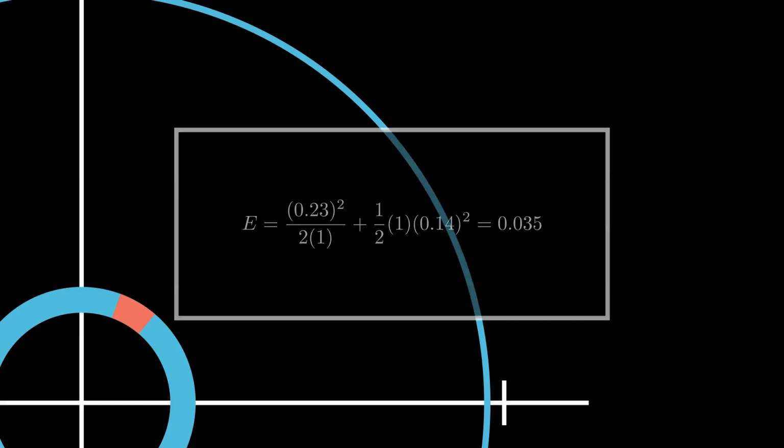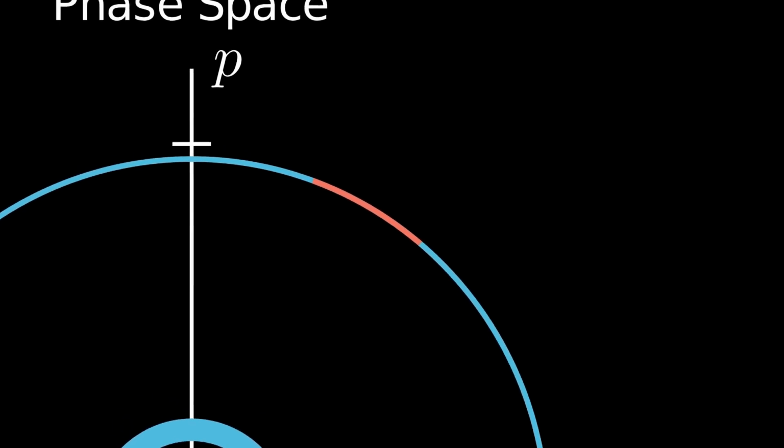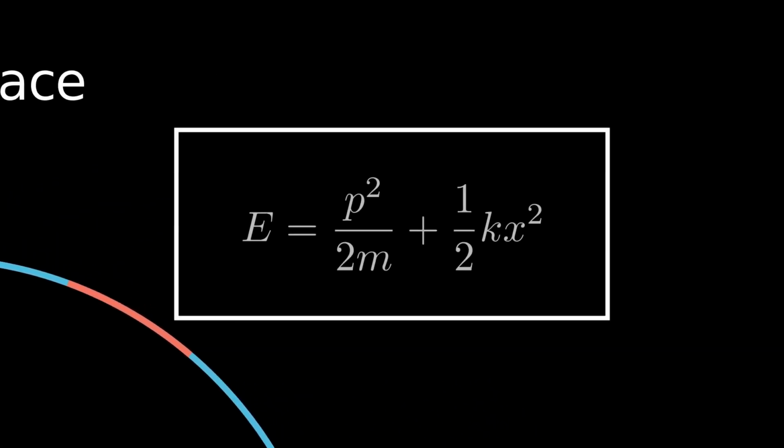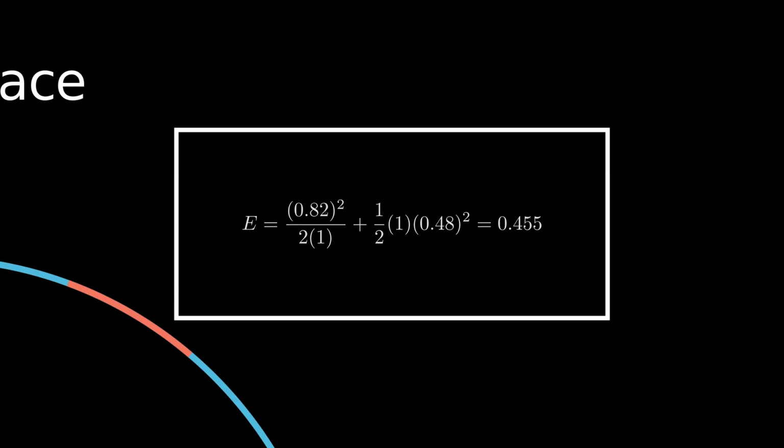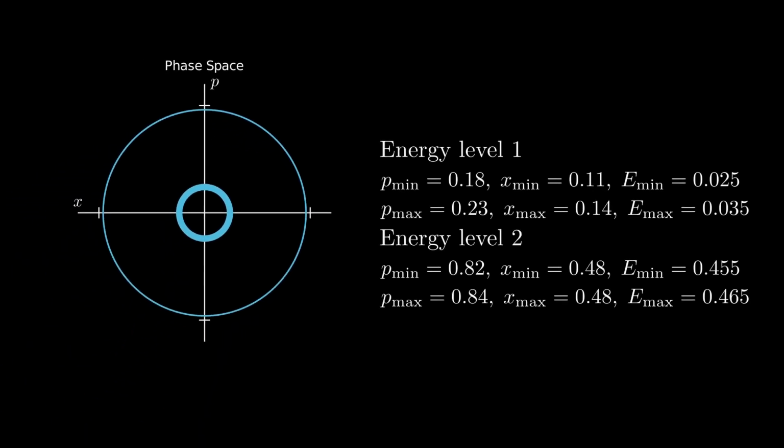Then for energy level 2, we may say that we want to find the number of microstates that correlate to an energy level of 0.46. We allow the same tolerance and include all microstates that correlate to an energy between 0.455 and 0.465. This will allow a minimum P and X value in the inner layer of this band, at say 0.82 and 0.48, and that returns the lower energy bound and is a valid microstate. And it will also allow a maximum P and X value on the outer layer of this band, at say 0.84 and 0.48. That returns the upper energy bound and is also still a valid microstate.